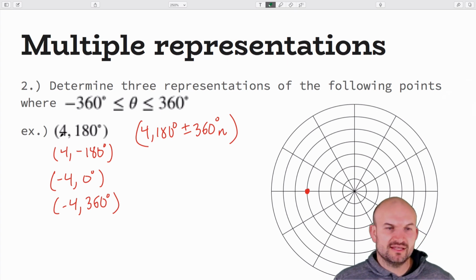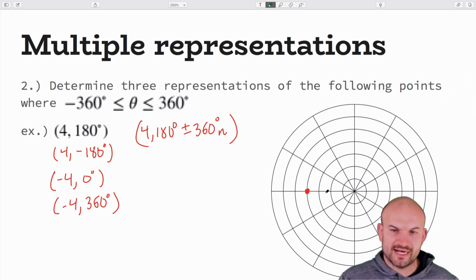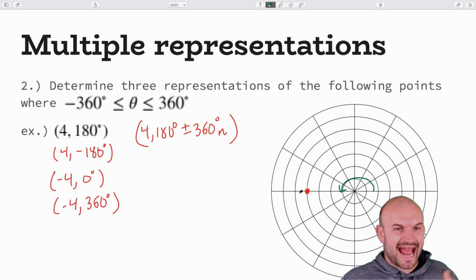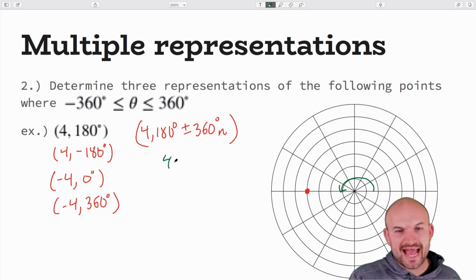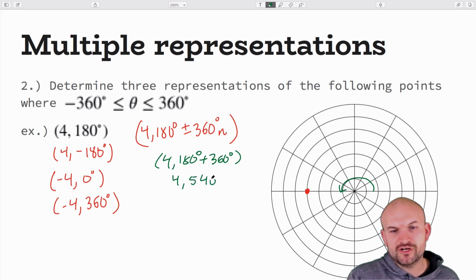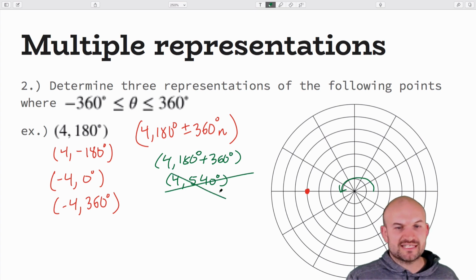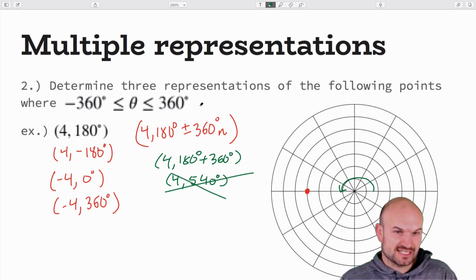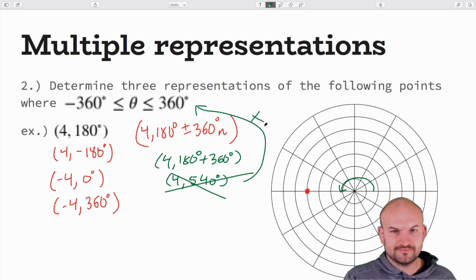So the first one is, let's say we have (4, 180). That makes sense, right? We have 180 degrees, so there's our angle, and then we have 4, 1, 2, 3, 4, the directed distance, done. Now, we can't add 360. Well, we can, but if you add 360, that gives you 180 degrees plus 360, because typically if you want to find coterminal angles, you just add and subtract 360. But the problem is we get 540 degrees and that does not satisfy the restriction. So we're not going to include that answer.